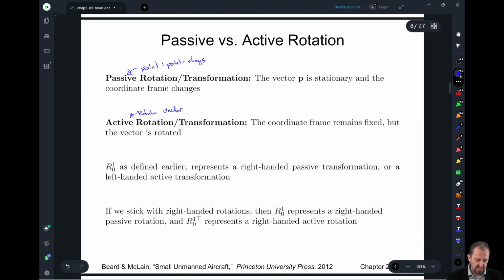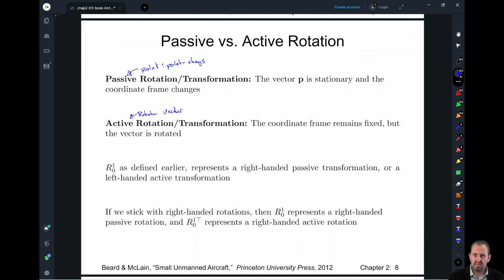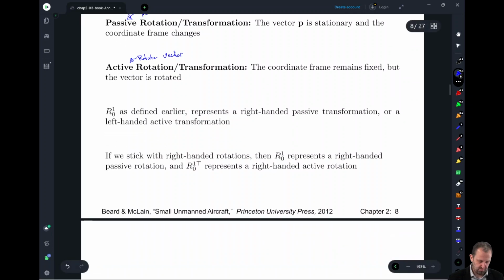Okay, so that's where the book talks about this idea of passive versus active rotation. We've chatted about that a couple different times. R 0 to 1 defined in the passive format transforms a point from one representation to another. If we consider it as a left-handed format, then it'll allow us to rotate the vector from one position to another position.